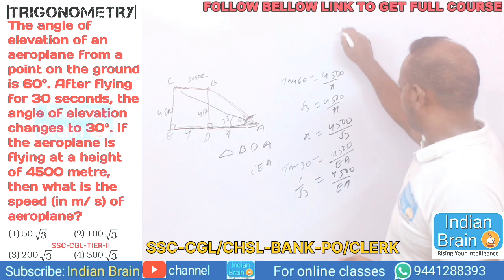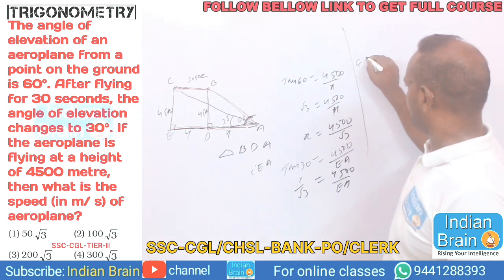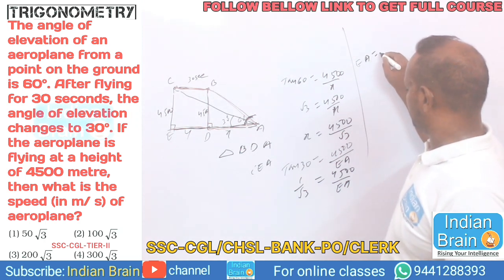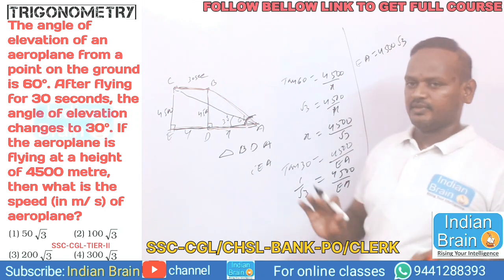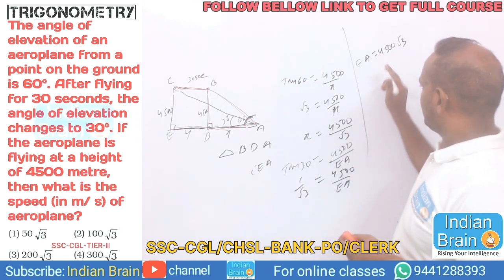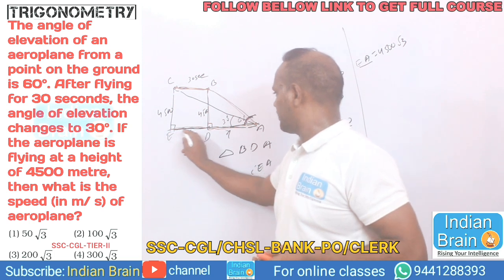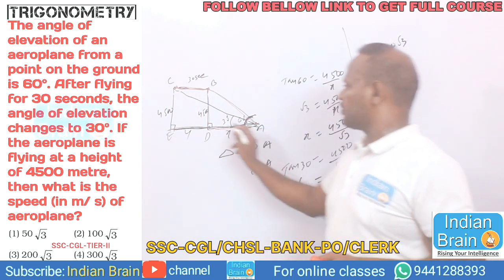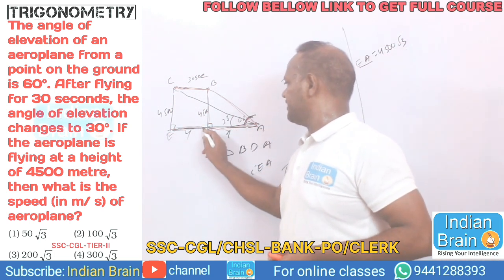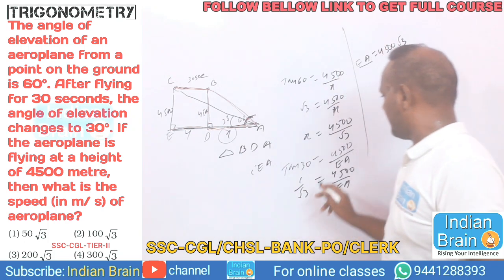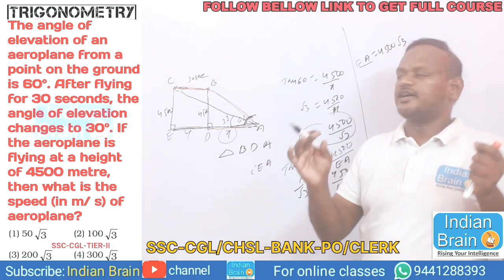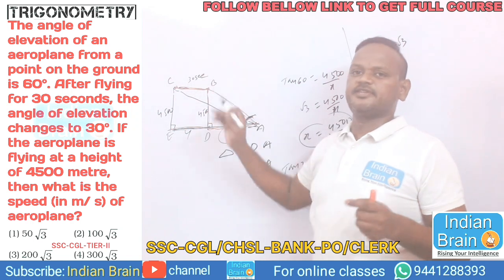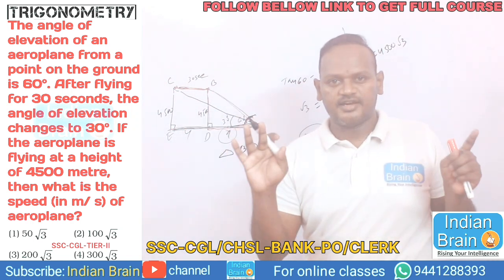Then what about the EA value? EA is equal to 4500 into root 3. This is a basic story. What is this EA value? The total distance, right? But I don't want this total distance. I want only the ED. ED means we need to eliminate the X value. Already we have the X value as well, 4500 root 3. Okay, then I can get the exact distance for the aeroplane in 30 seconds. That is BC. Clear cut story.